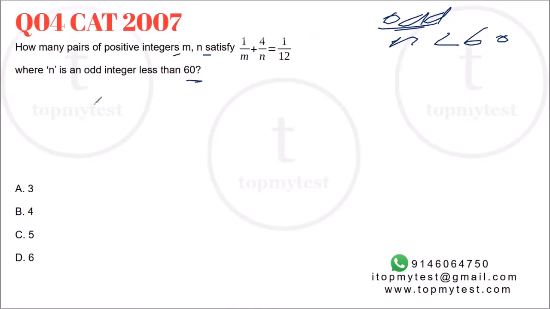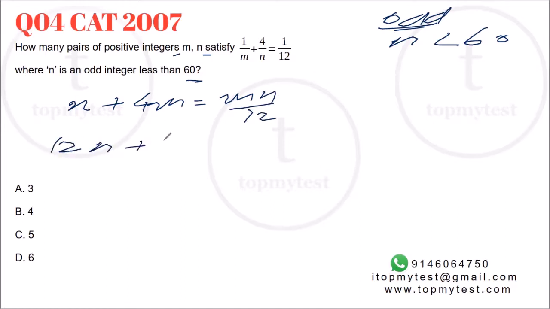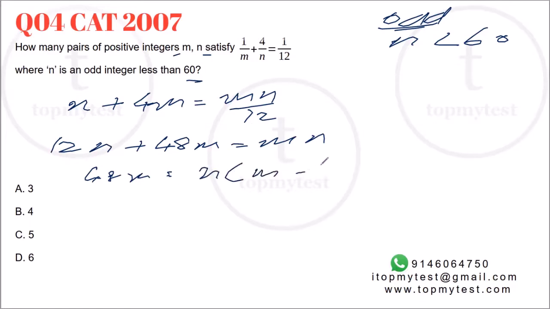If you rewrite this, you will get n plus 4m equals mn by 12. Cross multiply, I'll get 12n plus 48m equals mn. Now you can either put n over here or you can put m over here. If you put n to the right side, you'll get 48m should be equal to n into (m minus 12). This puts a lower bound on m, not on n, so it doesn't work. So let's do it the other way around.